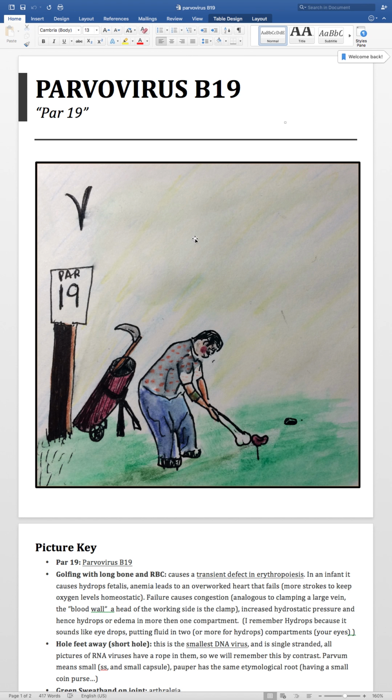You are the visually gifted, and today we are going to talk about Parvovirus B19. We're going to use this basic picture of a hole. This guy's shooting this hole with his club. He's got his nice erythrocyte ball. He's got his spotted shirt.